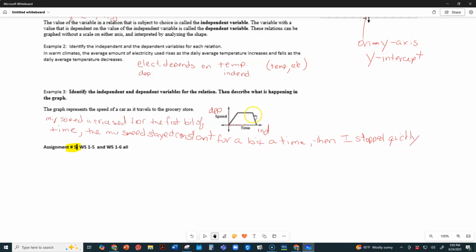Okay, because we see it didn't take that much time to stop. From about right here to right here was the only amount of time that it took me to come to a complete stop. Okay, so that should be able to get you through working the worksheets.